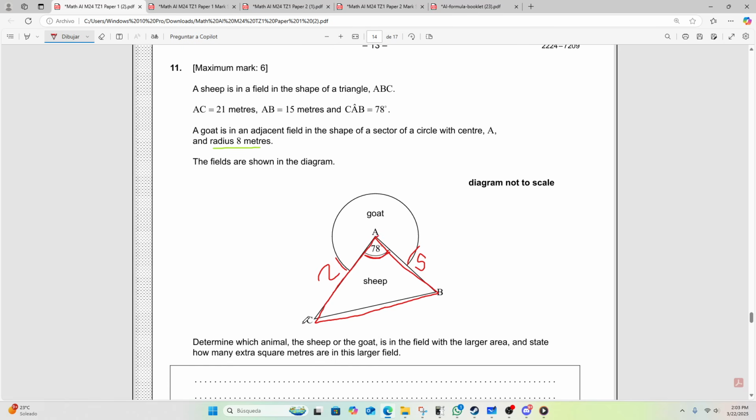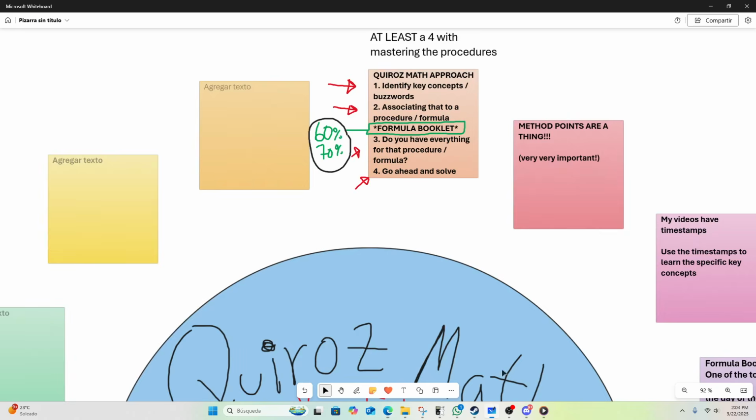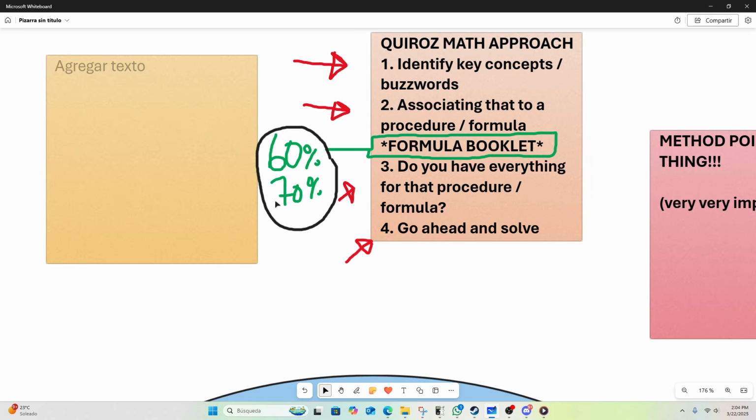And so boom, if you need to find the area of this triangle, for the area of the triangle, it's going to be 1/2 times 21 times 15 times sine 78. Just like that. And so being quick with that kind of stuff, realizing you need to find the area of a triangle, realizing that you have more than one option, specifically the trig one, boom, that gets you the point. And so that is why mastering the formula booklet is so important, because a lot of these exercises, you either know your tools or you don't.